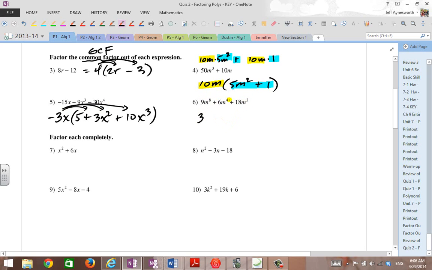Here on this one, 9, 6, and 18 are all divisible by 3, and they have an m cubed in common. They all have at least 3 m's, right? This m to the fourth, m to the eighth, this is m to the third, so they have 3 m's in common, or m cubed in common. So you factor it out.